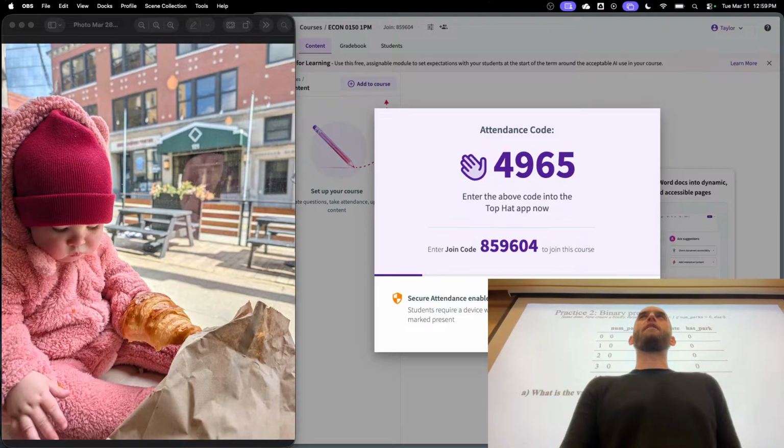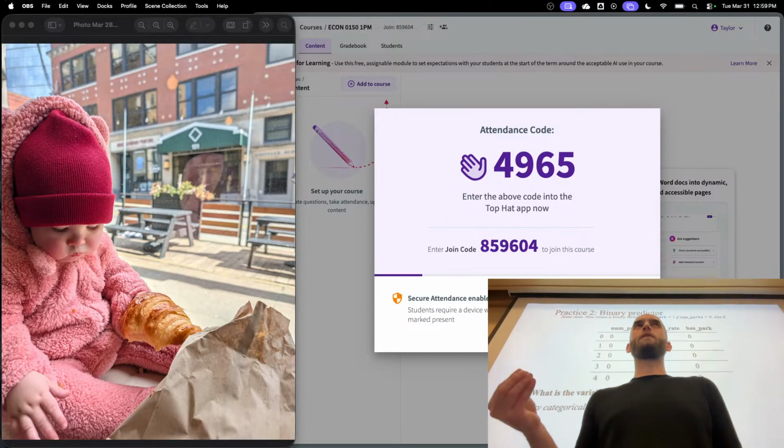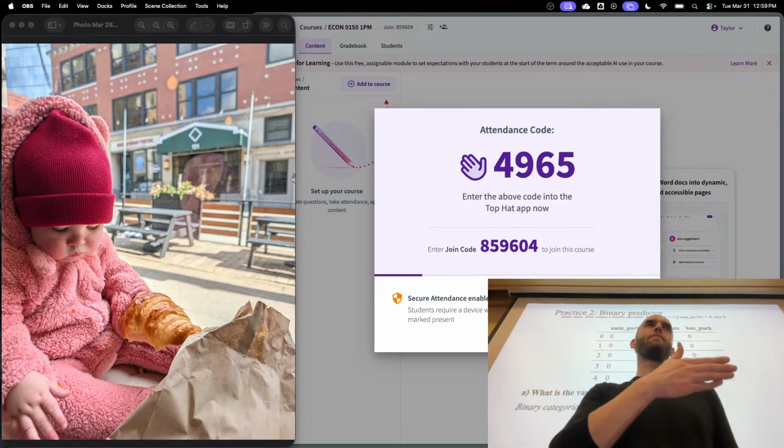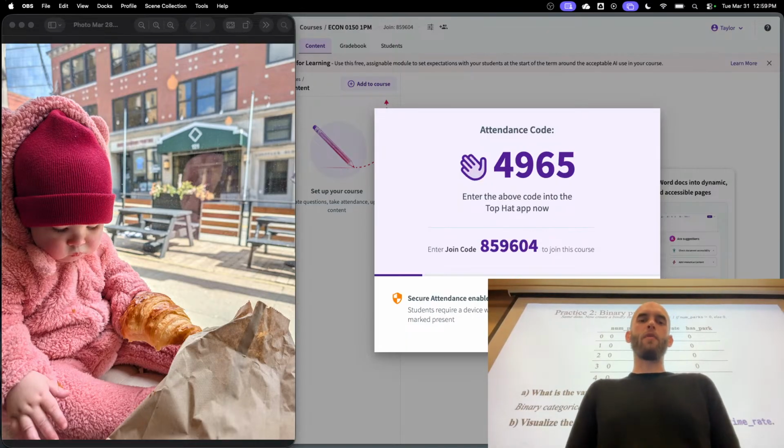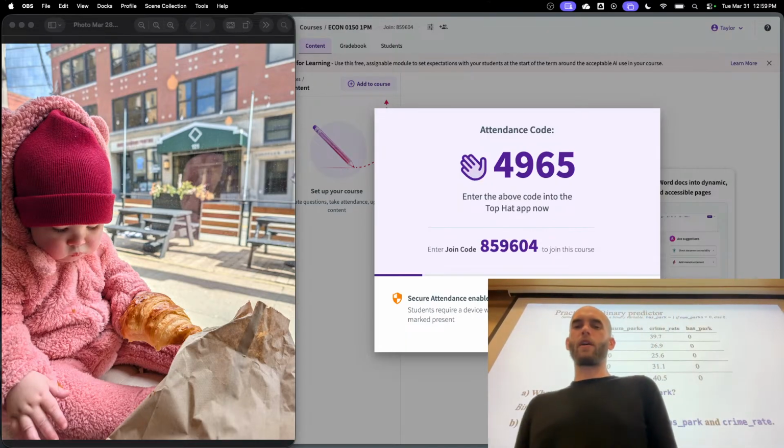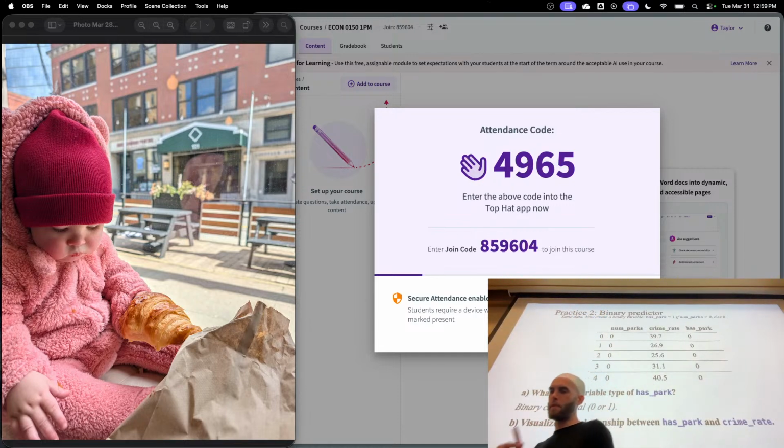I guess I sort of gave you the answer. Binary categorical, anyone? It's 0 or 1, and the 0 and 1 don't represent counts. They represent categories. So nice. What about this one? Visualize the relationship between hasPark and crime rate. So we'll take maybe a minute or 2 for this.